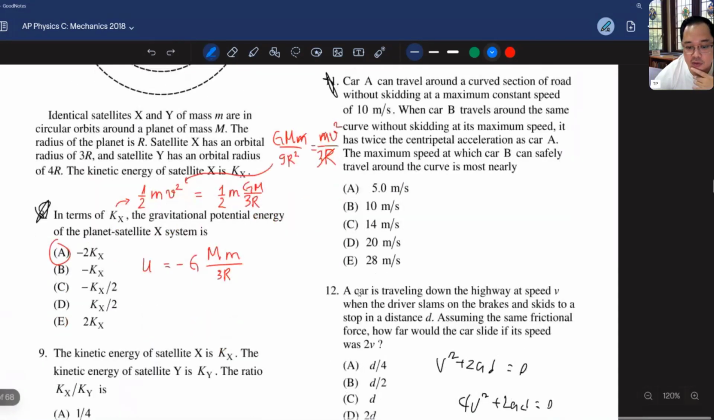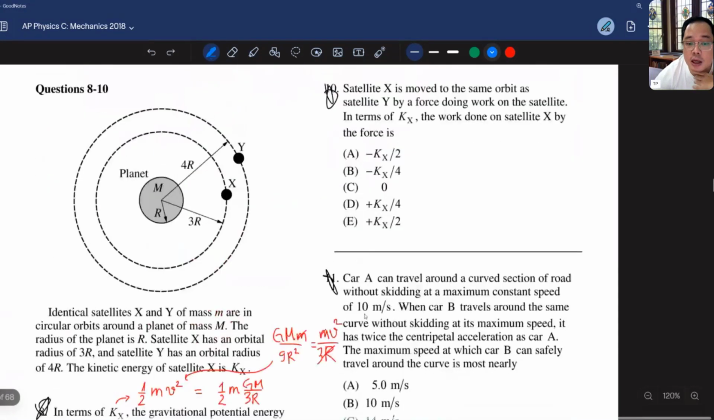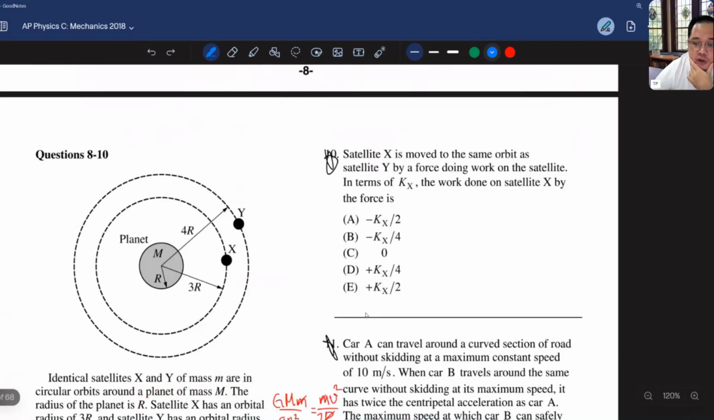Now question 11, about 10, where's 10? Up here. Satellite X is moved to the same orbit as satellite Y. X is moved further, by a force doing work on the satellite. In terms of K, find the work done on satellite X by the force. So that work has two effects. That work must change the potential energy and change the kinetic energy, both things, changing both potential and kinetic energy of the satellite.